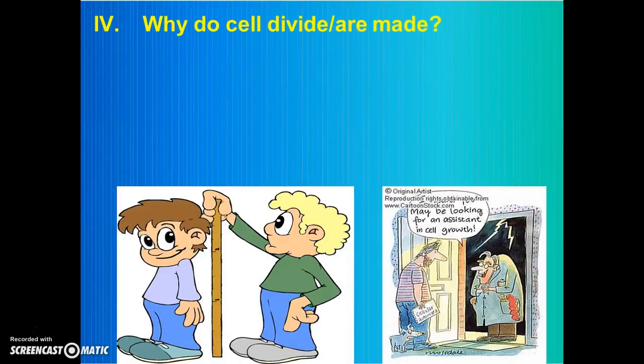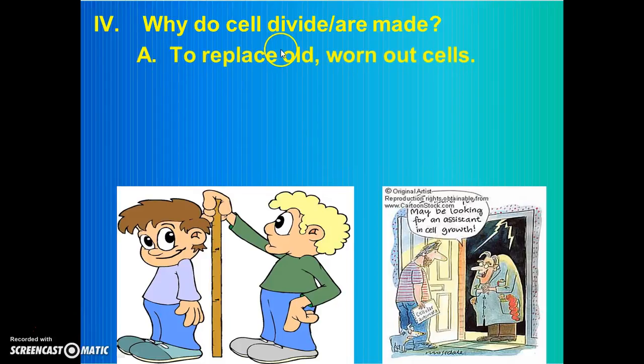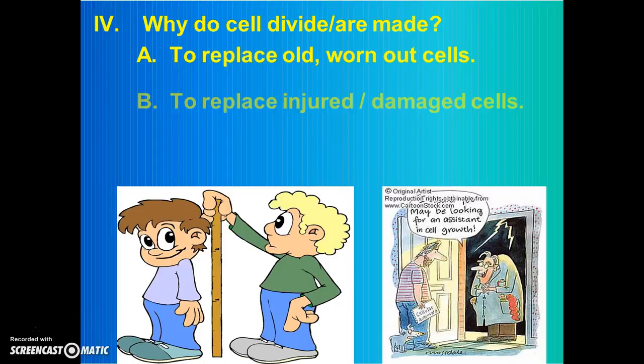So why do cells divide or are made? To replace old worn out cells. Think about it like worn out parts in a car. You have to replace them with new pieces. But since your body can't go and buy a new cell or a new organ, it has to start from scratch using stem cells or body cells to then replicate and make a new form.